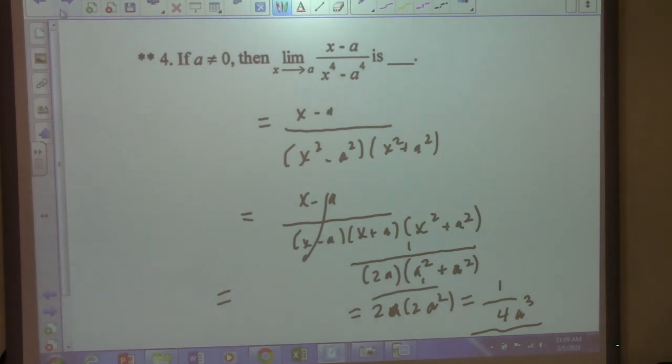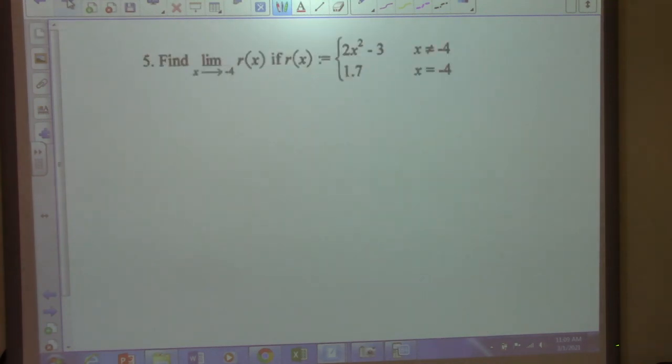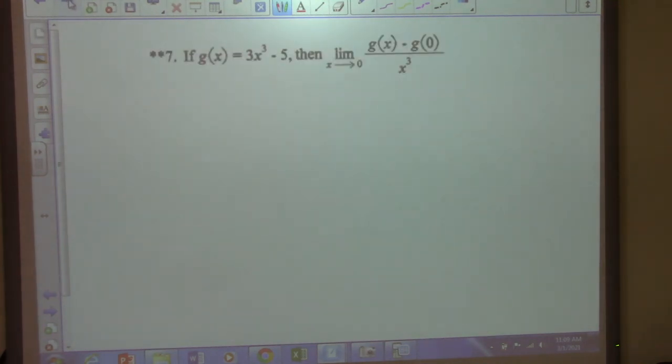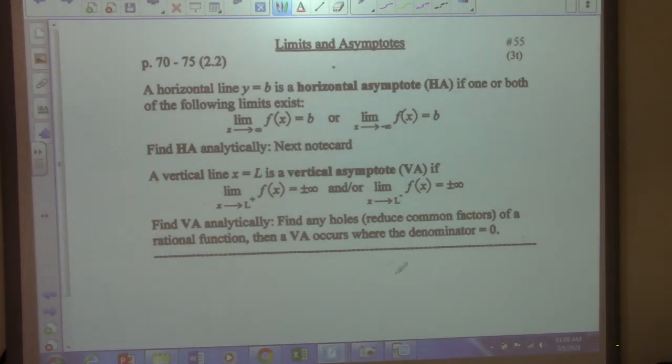So tomorrow we're going to be looking at note card 55. How many are there? 75 or 80, something like that.